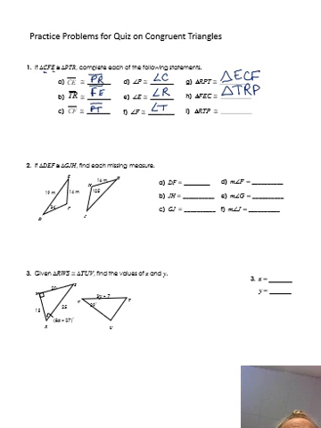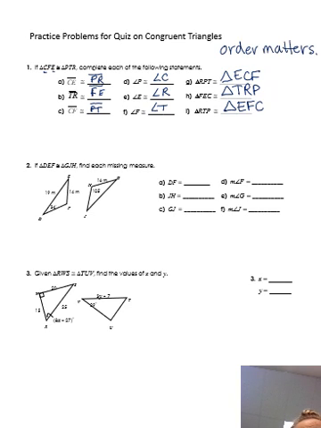And last, triangle RTP. RTP is the second triangle written backwards. So that's going to be congruent to the first triangle written backwards. So that would be EFC. So remember, the big deal here is that order matters.